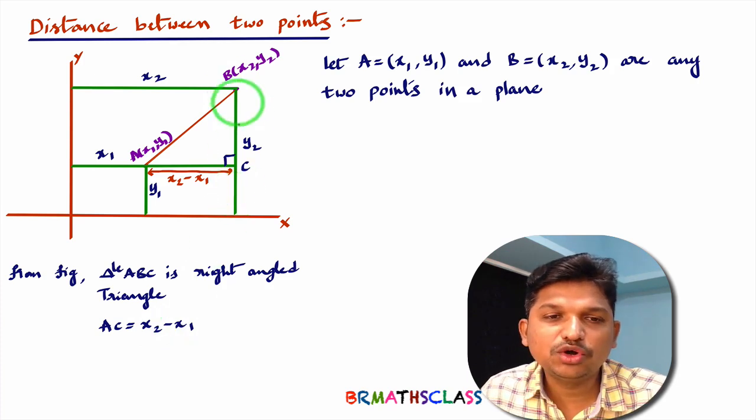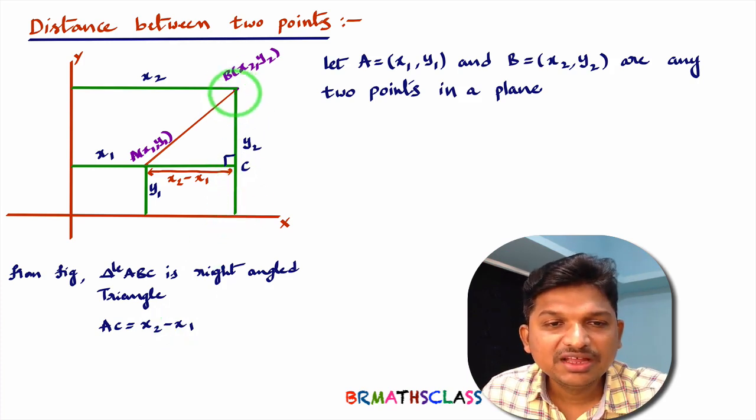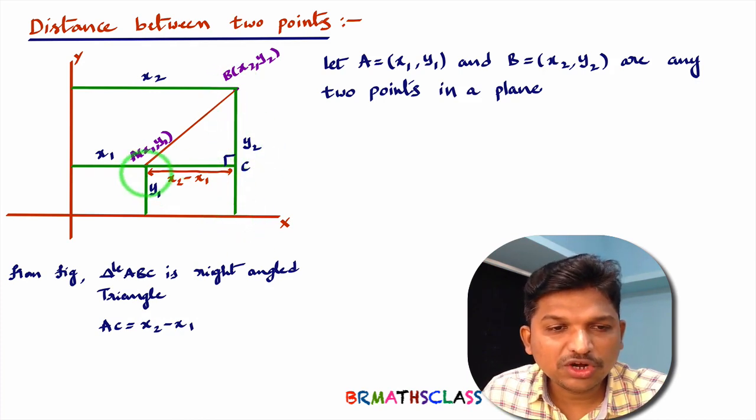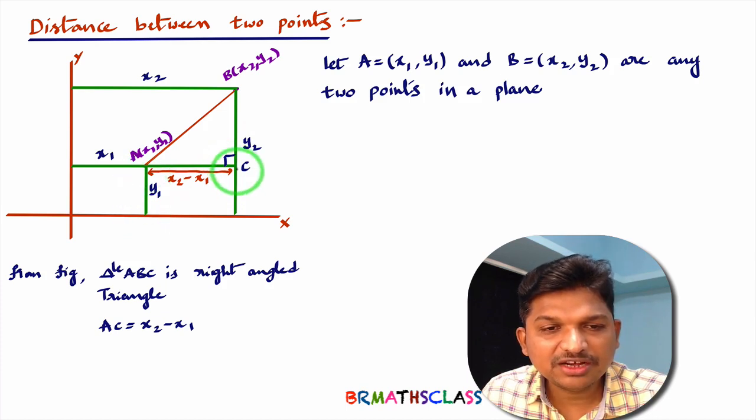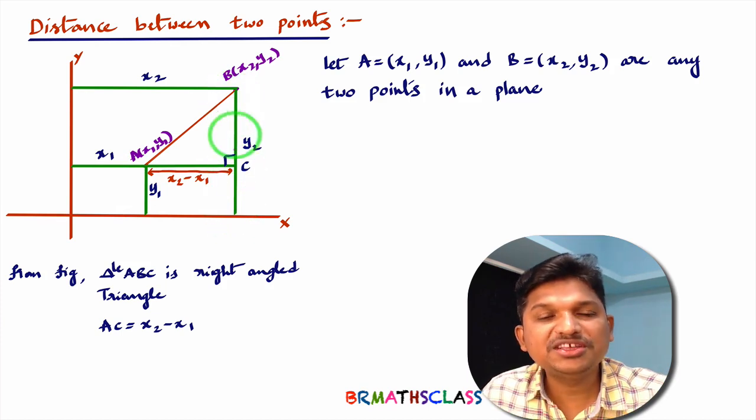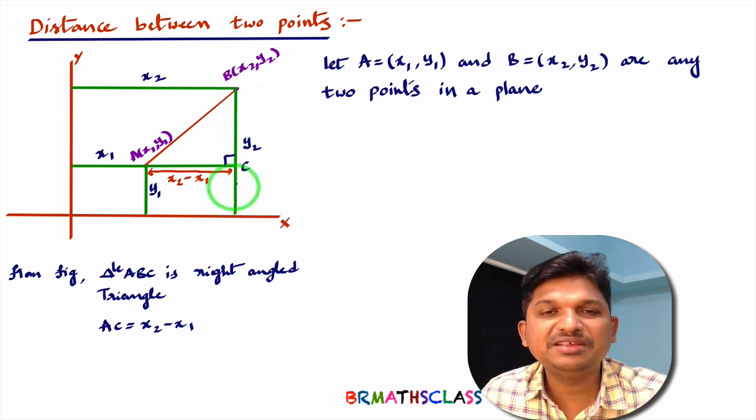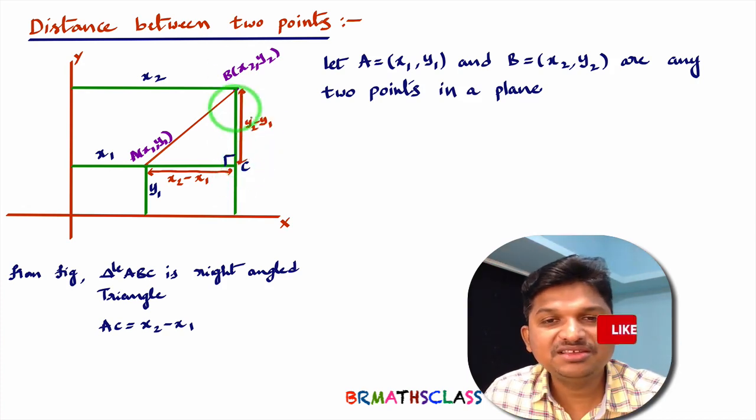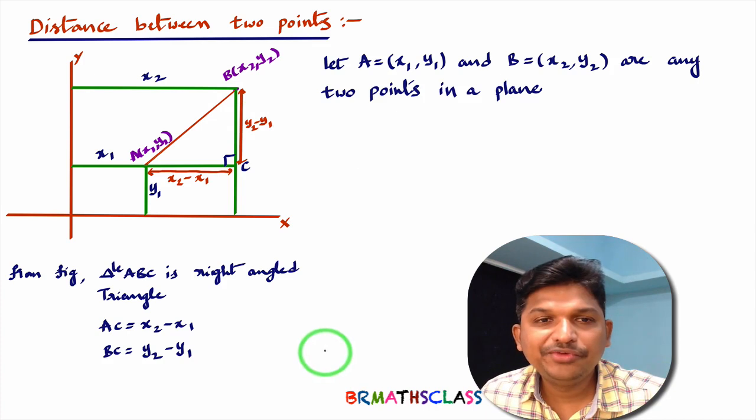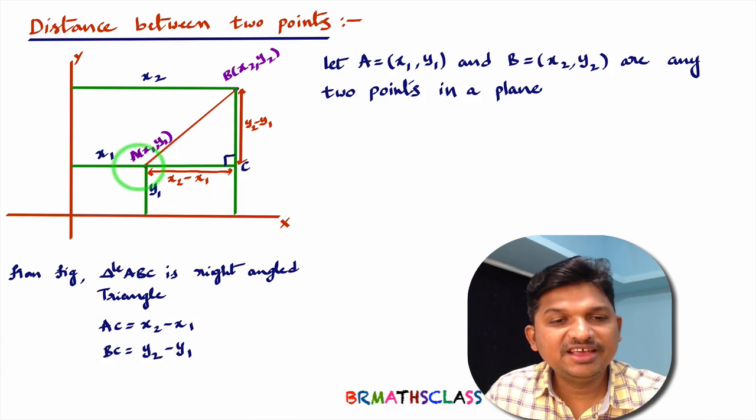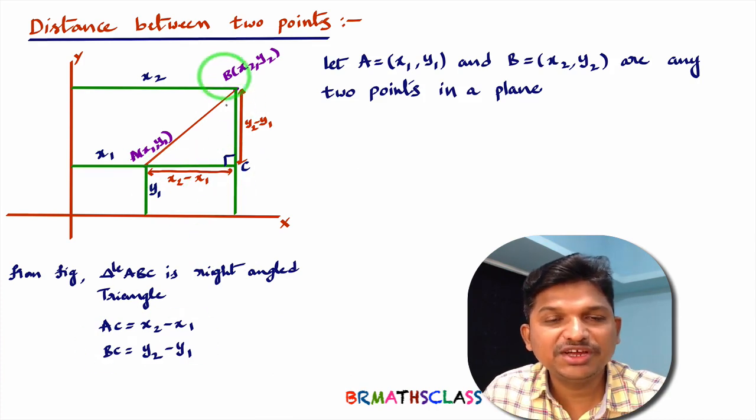Similarly, we will try to find out what is BC. You see, this full length is what? This full length is y2. What about the smaller part? This is y1. That means this length is y1. Try to understand. This full length is y2 and the smaller part is y1. From that, what is BC? From this full part, if we remove the smaller part, then you will get BC. So, what is BC? BC is y2 minus y1. So, we got these three things from this diagram. Triangle ABC is right angle triangle, AC is x2 minus x1, BC is y2 minus y1.